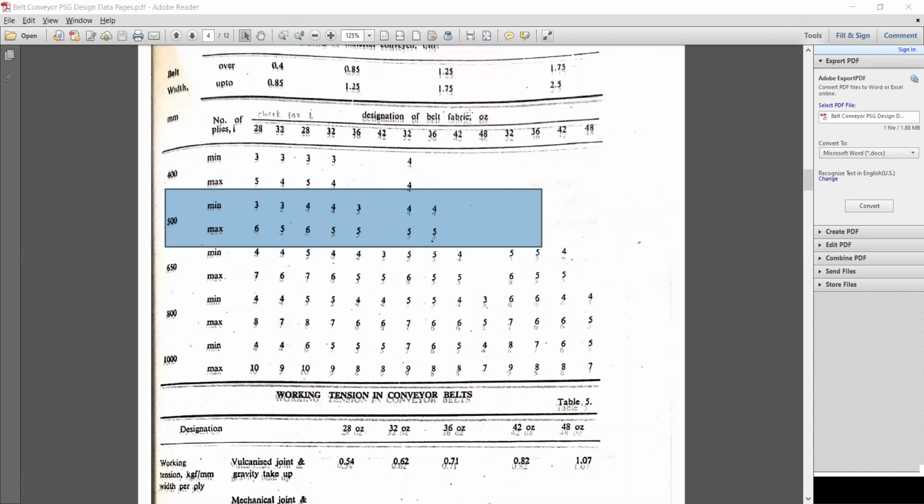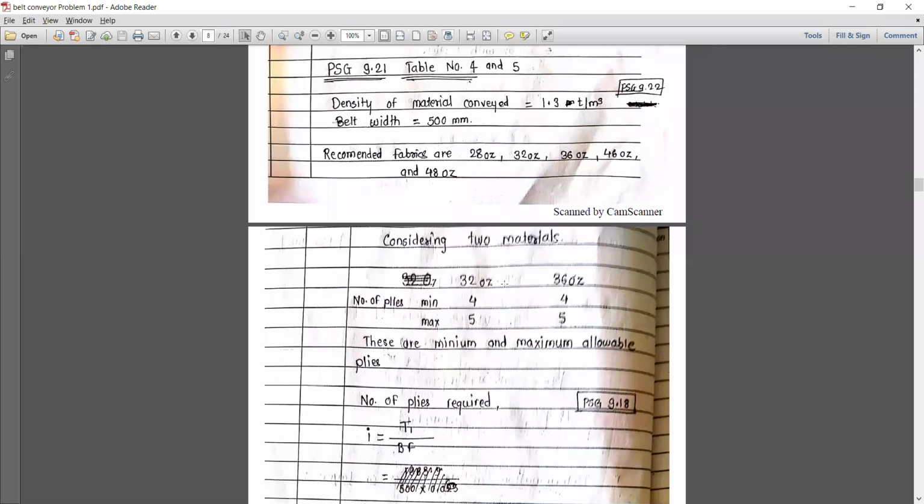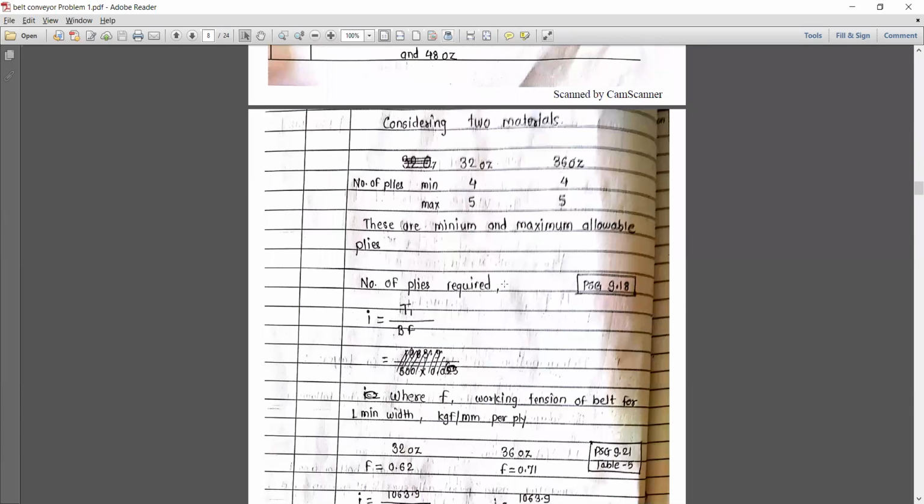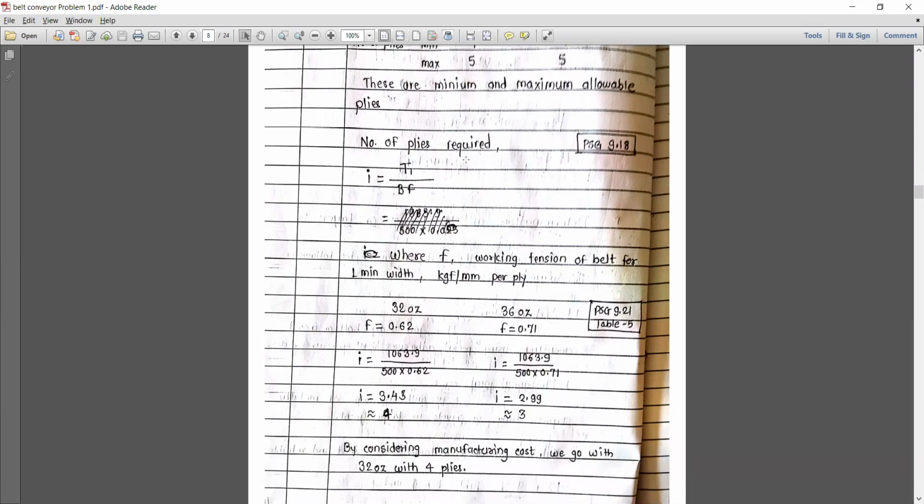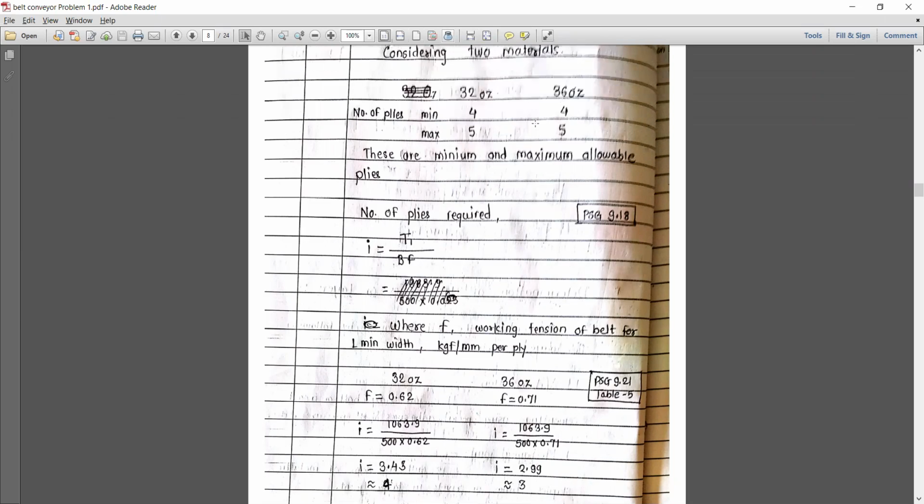Okay, so let's see the calculation part. These are the maximum and minimum allowable plies, as I have also shown you in the PSG data book. So let's initially calculate the number of plies, and whether the calculated number of plies lies in between or not, that we have to consider. It should be lesser than the given one, so that we can choose an appropriate belt.